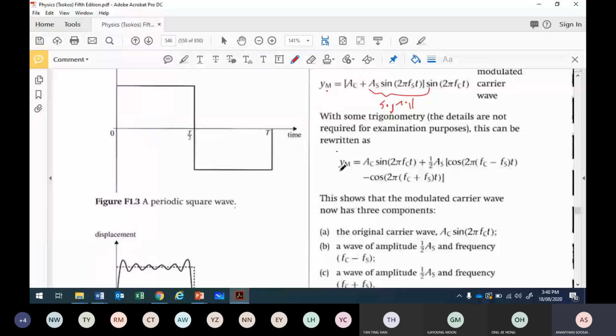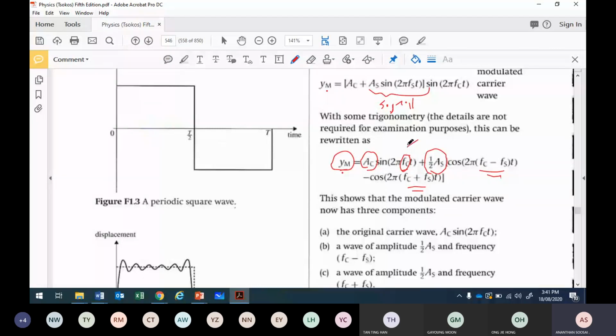So the modulated wave will have three trigonometry formulas. One has a frequency of fc, with the amplitude of ac. The other two formulas have a frequency of fc minus fs, and another one will have a frequency of fc plus fs. And their amplitude will be half AS, the amplitude of the signal. So the modulated signal has three frequencies.